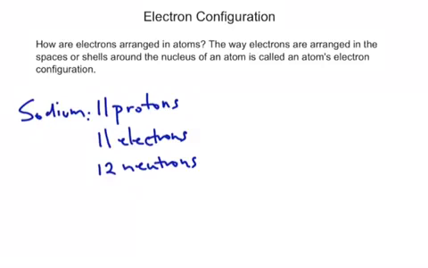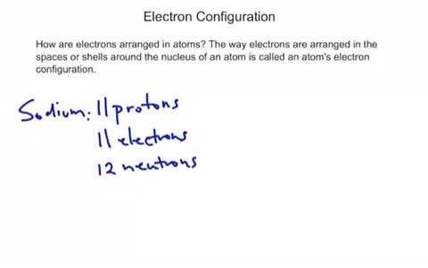Welcome to this tutorial. This tutorial focuses on something called electron configuration. This is a very fancy way of just talking about how electrons are arranged in the spaces or shells around the nucleus of an atom. How is it that we could make simple drawings of atoms? We'd have to know where the protons and neutrons go, and we'd have to know where all the electrons go.